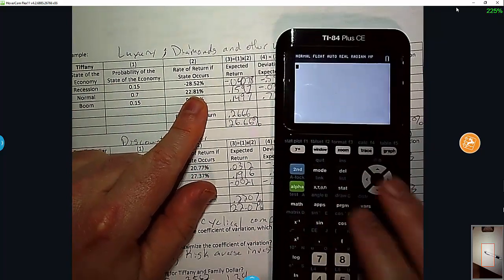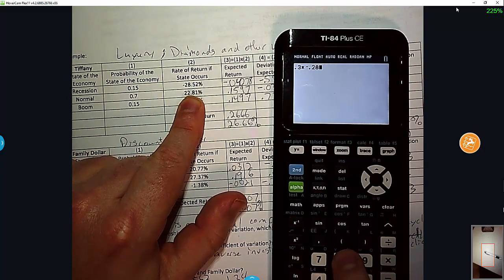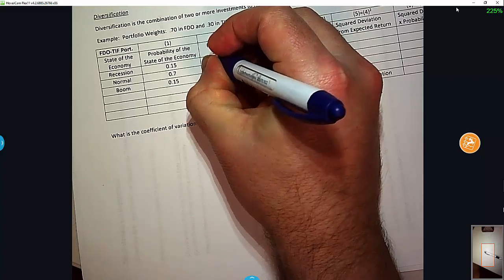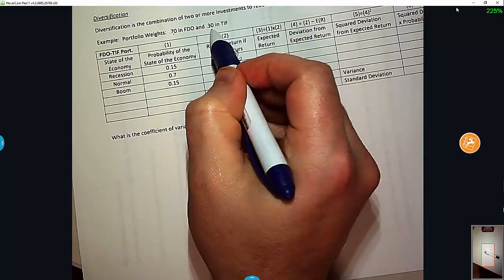So in a recession, that's going to be 0.3, the weight, multiplied by the return in that state of the economy, negative 0.2852, plus, I'm putting 70% into Family Dollar, 0.7 is my weight there, multiplied by 0.2077. So my expected return for my new portfolio, if there's a recession, is 5.98%. Remember, 70% in Family Dollar, 30% in Tiffany.